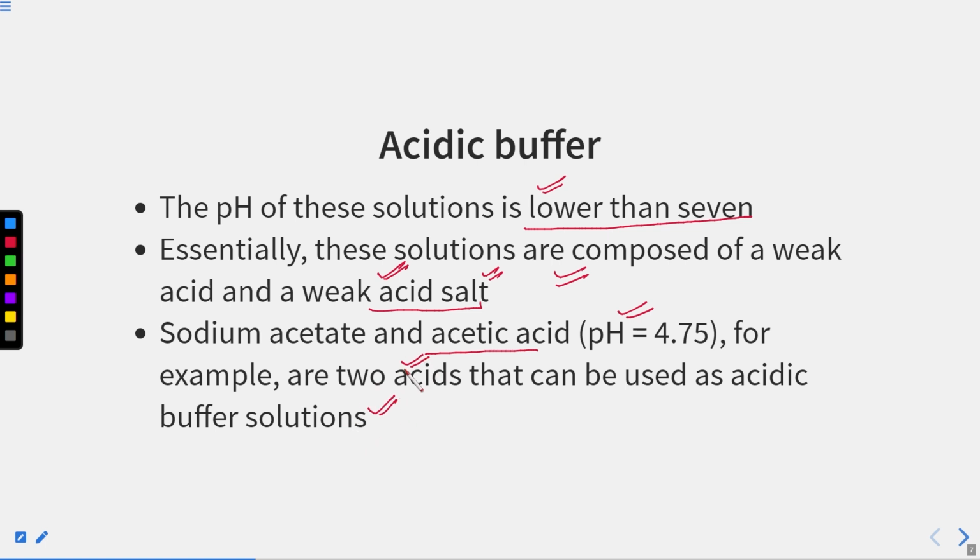So here you have to take two things. One is the weak acid, acetic acid, and its salt, sodium acetate, right? So its pH is 4.75, for example. These two can be used as an acidic buffer solution, and its pH will be 4.74. That will be balanced, and that is why it is called a buffer solution. And its pH is 4.74, that is why it is called an acidic buffer solution.